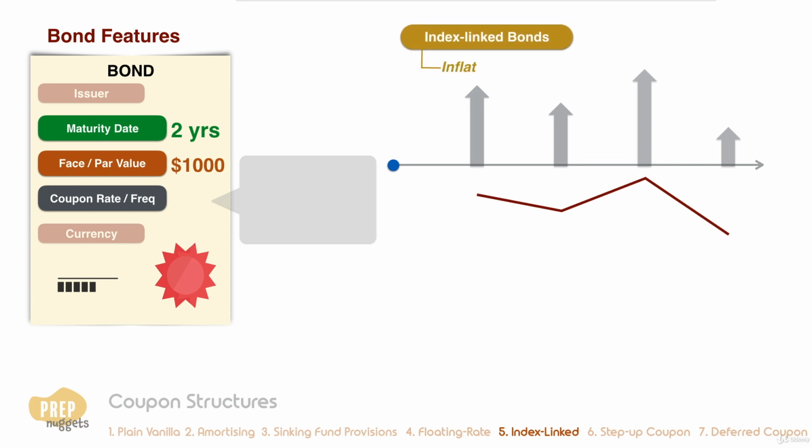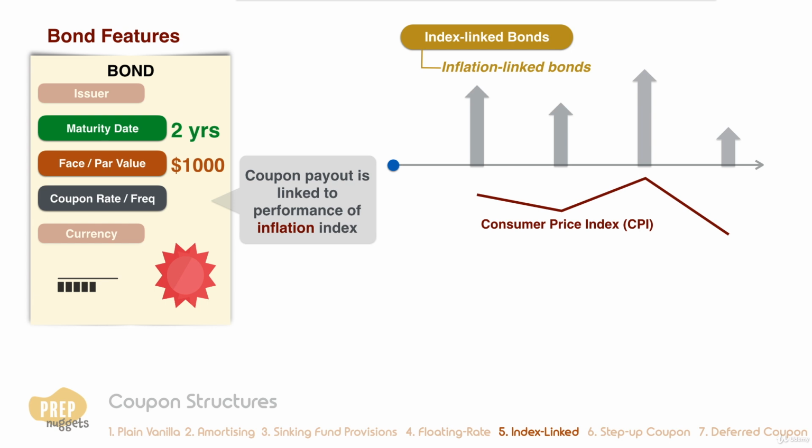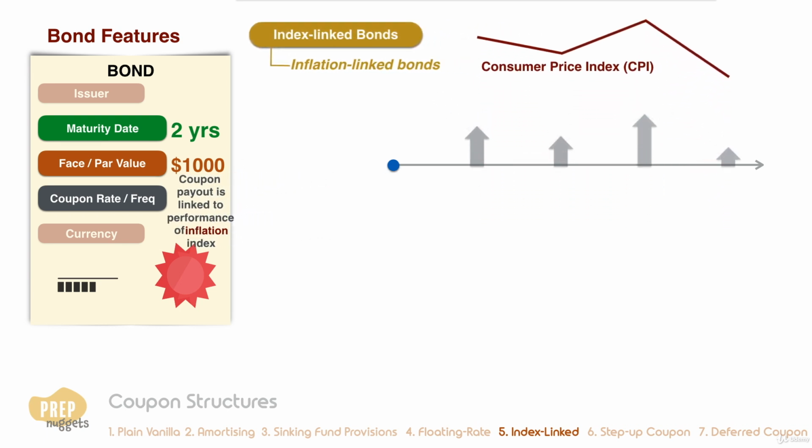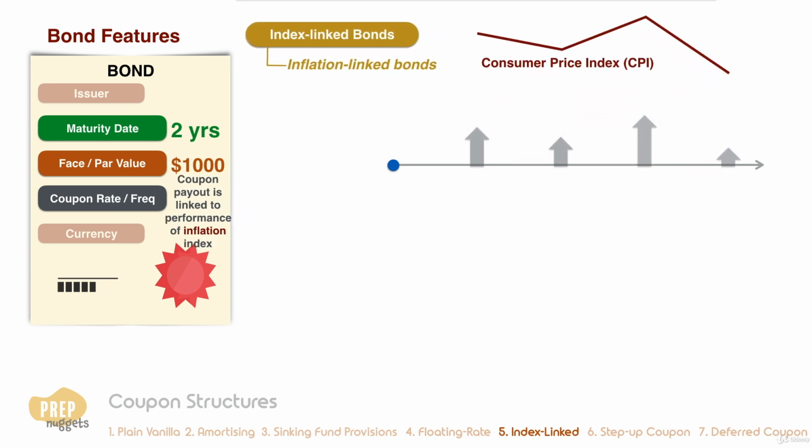In particular, inflation-linked bonds, also called linkers, are the most common type of index-linked bonds. The payments for an inflation-linked bond are based on the change in an inflation index, such as the Consumer Price Index in the US. They are designed to protect bondholders from the effects of inflation in eroding the purchasing power of their principal. You should be aware that index-linked bonds can be structured in a number of different ways.